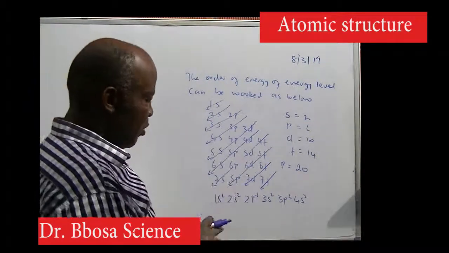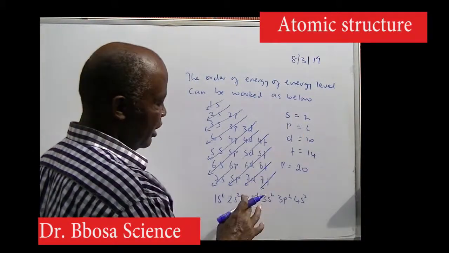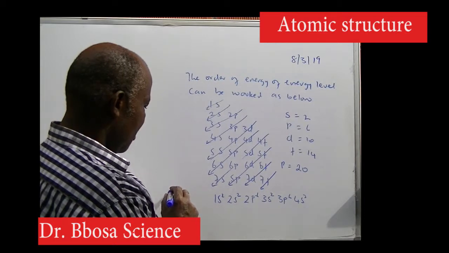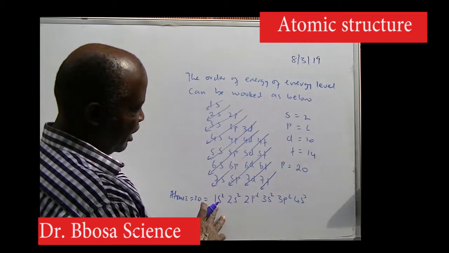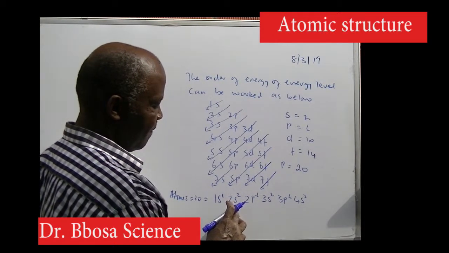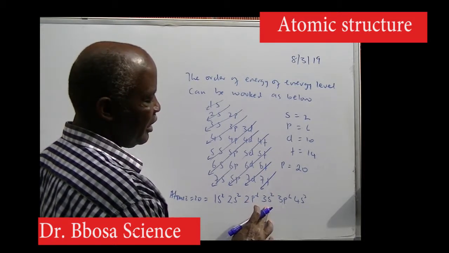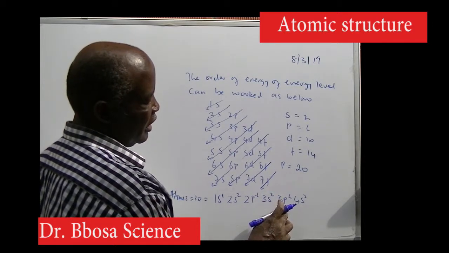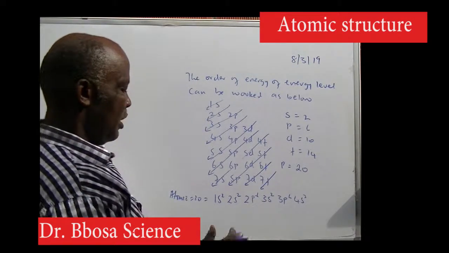So you keep on putting electrons, a maximum of 2 electrons in s, 6 electrons in p, 10 electrons in d. For an element with atomic number 20, the first 2 electrons are in 1s, those are 2, then another 2 electrons in 2s, those are 4, 6 electrons in p, those are 10, 2 electrons in s, 12, 6 electrons in p, 18, 2 electrons in s, which makes 20.